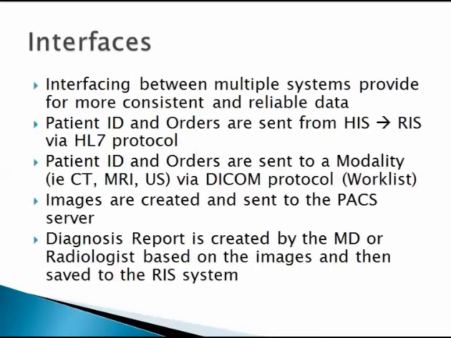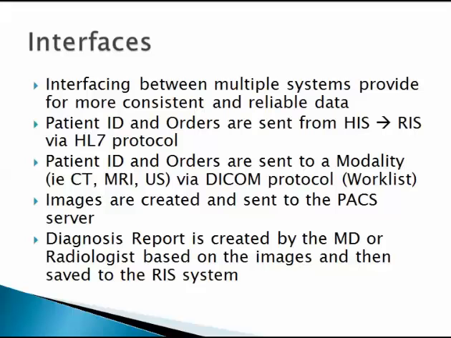Interfaces. As I mentioned, there's a lot of interfacing going on when we use a PACS system. There's interfacing between multiple systems, which provides more consistent and reliable data. So the patient ID and orders are sent from the HIS system to the RIS system via what we call HL7 protocol. So this is actual data, for instance, a patient's name, medical record number, the order number.